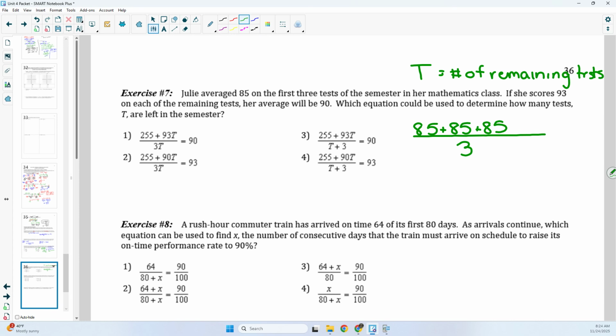So basically, if she gets a 93 on each of them, that's 93 times however many tests she takes, and dividing by how many tests she takes, she took T more tests. And our goal is to have her average be a 90 by the end, so she's trying to bring that over. So first off, I'm pretty sure that the 90 goes on the other side of the equation, right? Okay. So I wouldn't pick one of those even if I was confused about the rest of it.